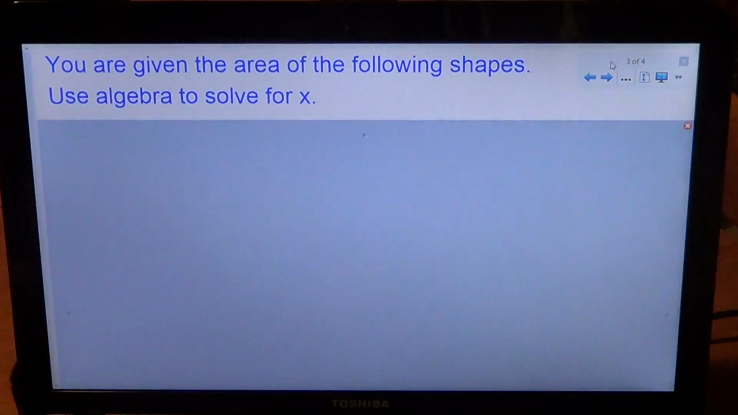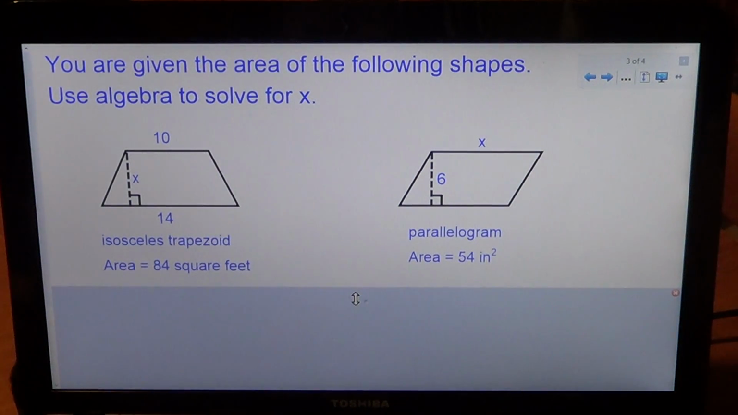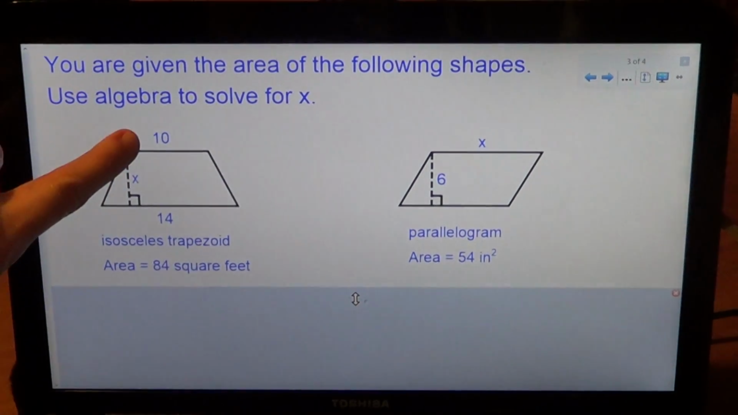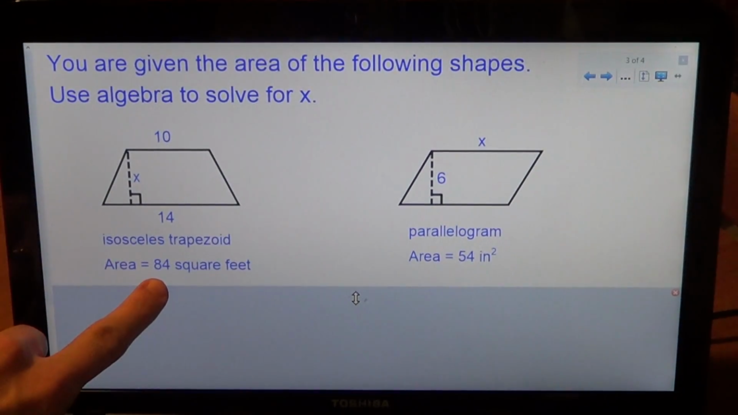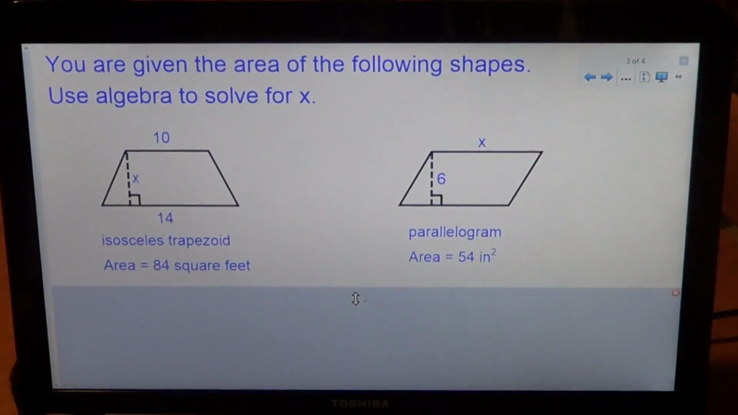Alright, this time I'm going to give you the area of the shapes, and you have to solve for x. So two of them here to start with. Go ahead and copy those down. If you can't see this right here, that's the x, a 10 and a 14, and the area is 84. Over here we have a 6 and an x and a 54. So copy those down, pause the video, solve them real quick, and then come back.